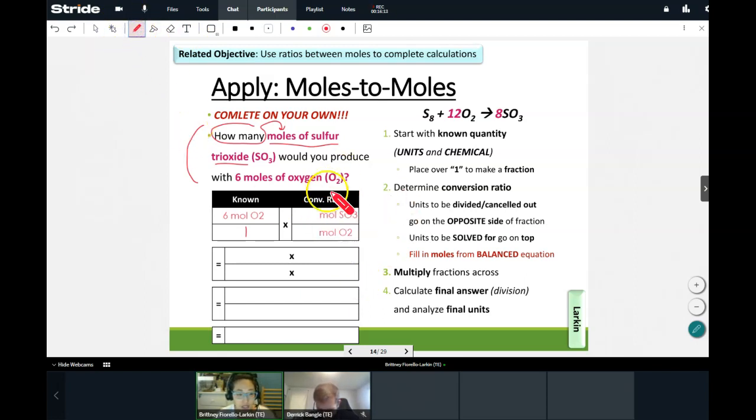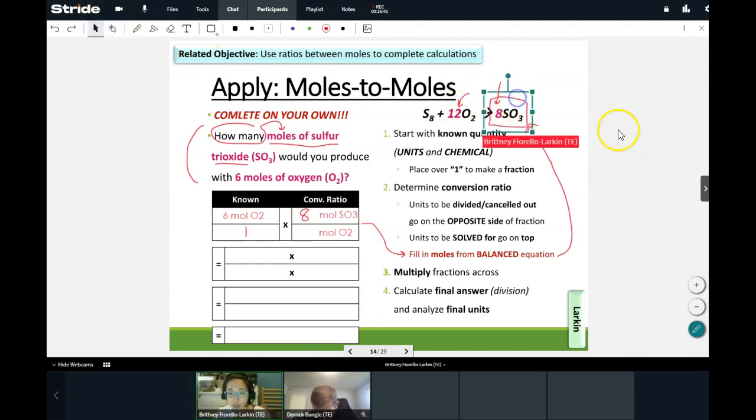Smiley face emojis in the chat if you feel comfortable with that. It says moles of sulfur trioxide, not just sulfur. Beautiful. All right, now we need to go ahead and fill this in. Again, it needs to be filled in from something that's standardized or always true, which is our balanced equation. How many moles of sulfur trioxide are in the balanced equation? 8, perfect. And how many moles of O2 are in the equation?